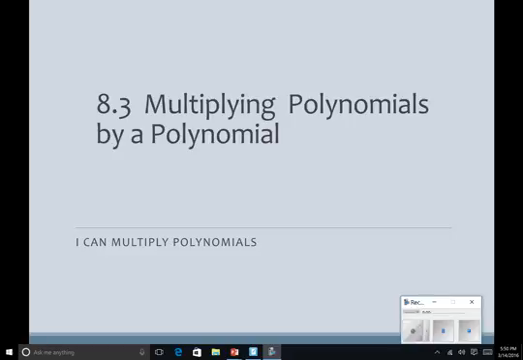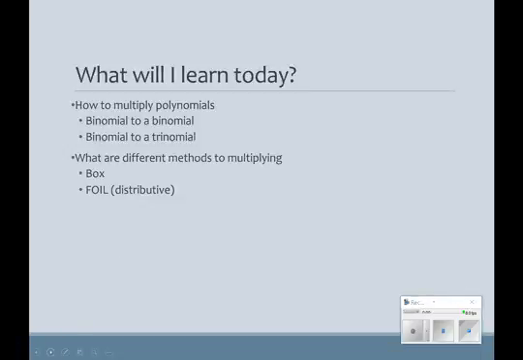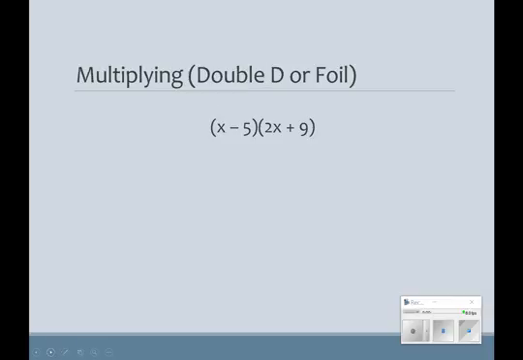All right, guys, today we're going to learn about multiplying polynomials by a polynomial. So yesterday we looked at just multiplying them by a monomial, so we're going to add to that today. We're going to multiply binomials by binomials as well as trinomials. And we're going to learn two different methods for doing them. One is the box, and one is FOIL, which is actually the distributive property twice. And that's where we're going to start.